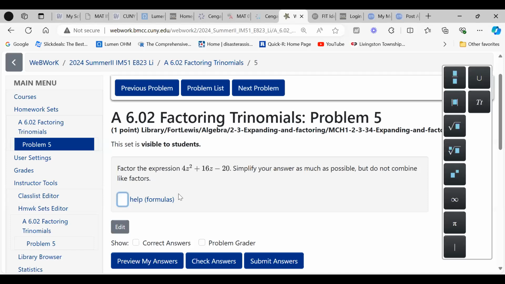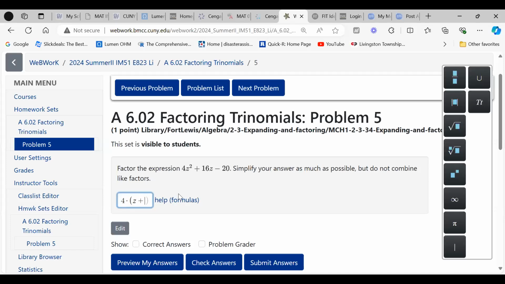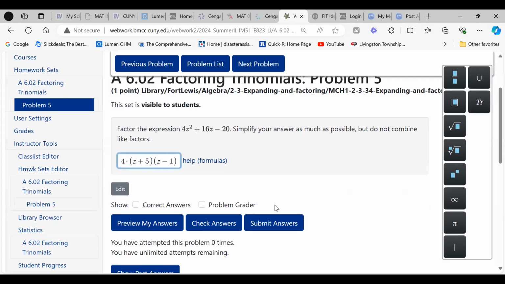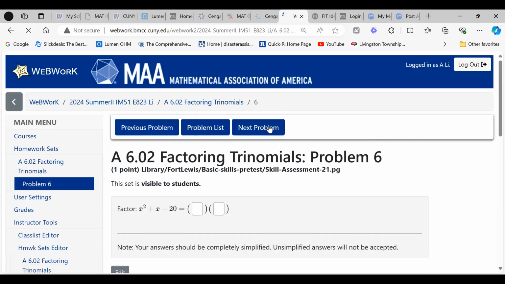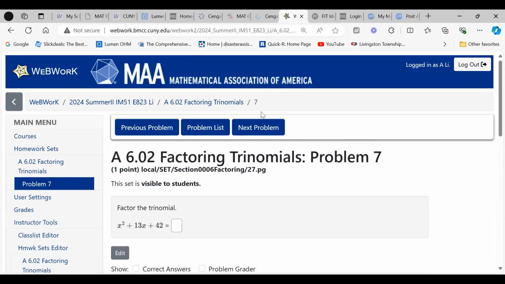What is 5z minus 1? It's submitted. Is that the correct answer? This is very similar, so we're going to skip a couple of them. Yeah, this one we did earlier. Yes.